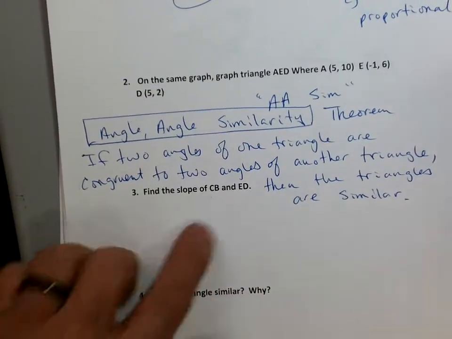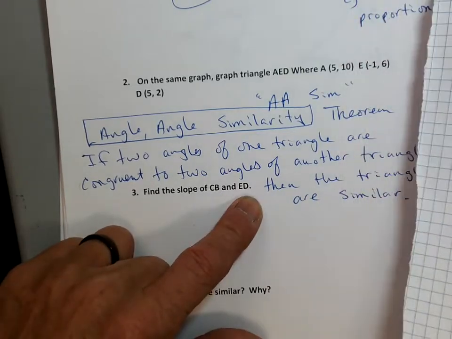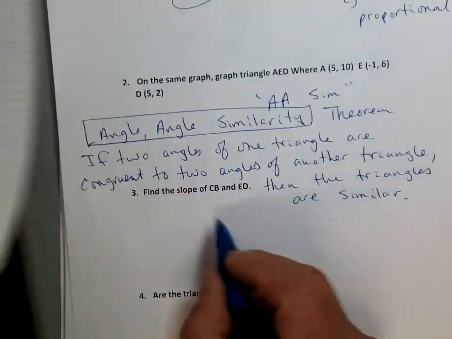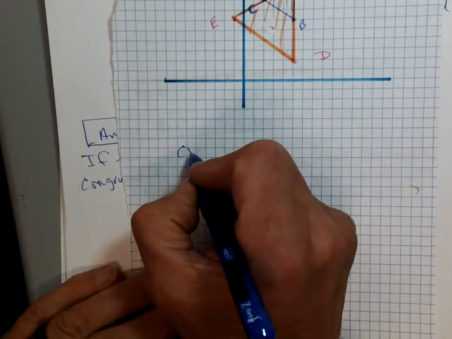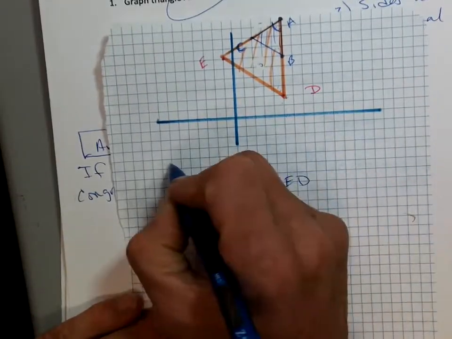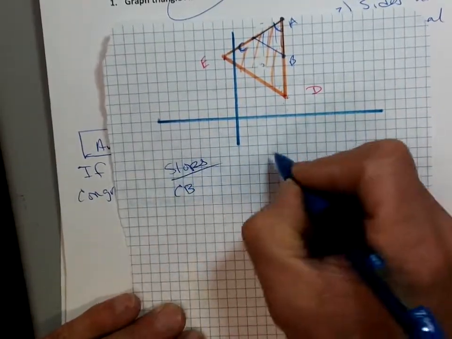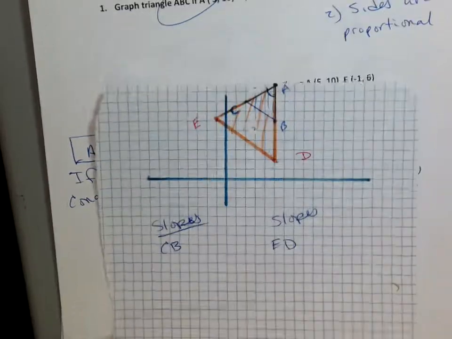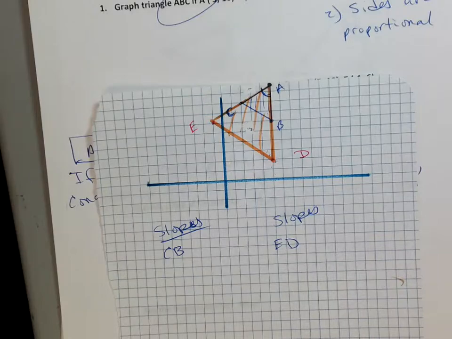It says find the slopes of CB and ED. So let's find the slope of CB, okay? And we're going to do ED. So we're going to do the slopes here. The best way for me to do the slopes is just counting. I know slope is rise over run.